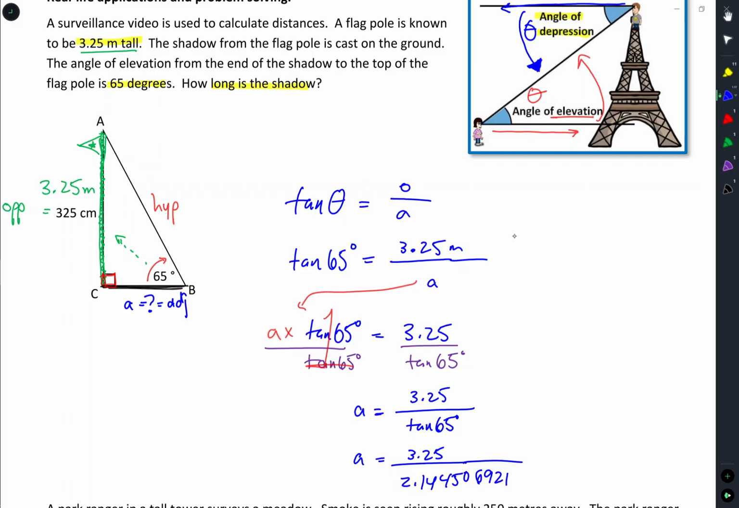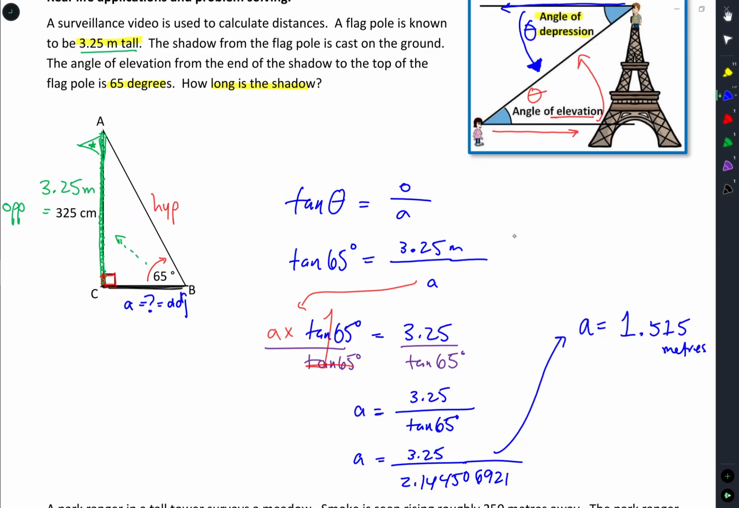But if you want to do it that way, no problem. So let's see what that turns into. I'm going to grab my calculator, and I'm going to press 3.25 divided by tan 65 equals. My calculator works that way. Your calculator might work a different way, but what I got was 1.515, and that's a side length in meters.